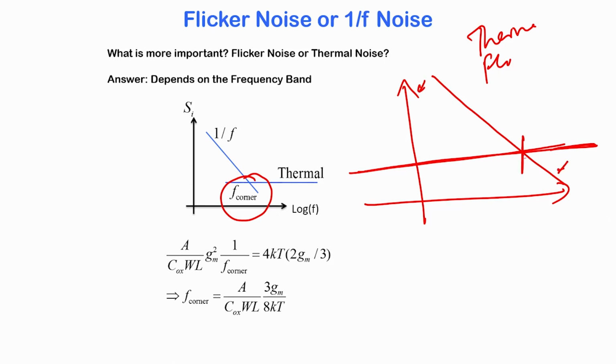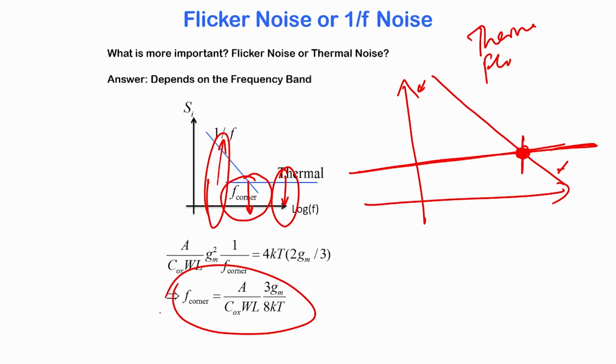So, it is very strong at low frequencies and very small at high frequencies. The frequency at which the flicker noise power matches the thermal noise power is given a special name, the corner frequency. So, if you are designing circuits where the operation is going to be here, then you need to worry about flicker noise. If you are designing circuits where the operation frequency is very large, then you only worry about thermal noise. So, it is useful to know where the corner frequency is.